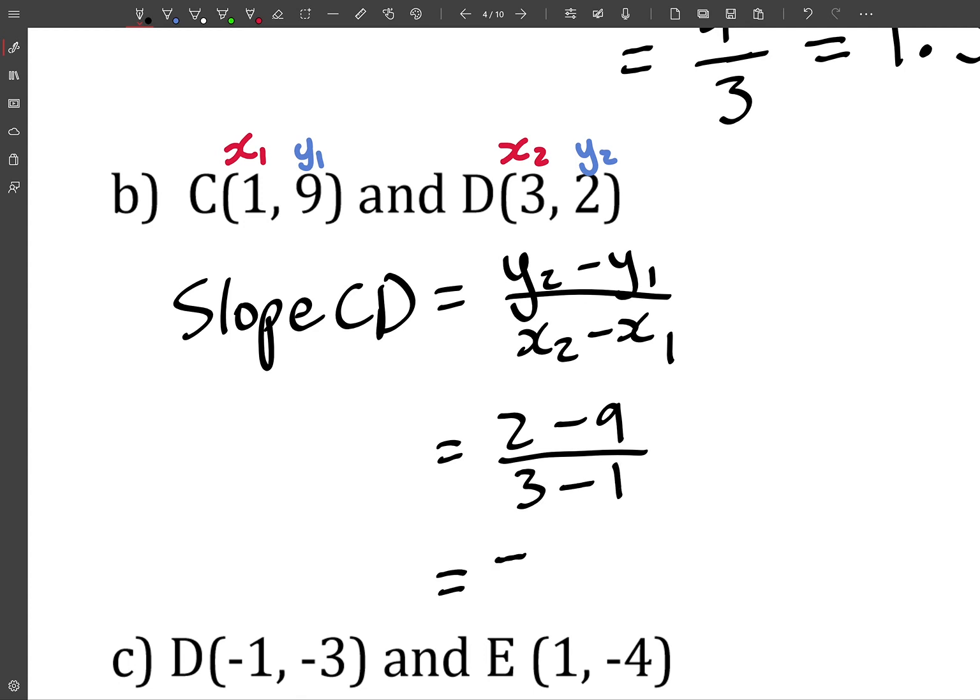2 minus 9 is negative 7, right? So if you have $2 and you use your credit card to spend 9, then you owe $7. So negative 7. 3 minus 1 is 2. And again, I am perfectly happy leaving this as negative 7 over 2. In fact, I prefer it. But if you really want to, you can also rewrite this as negative 3.5.